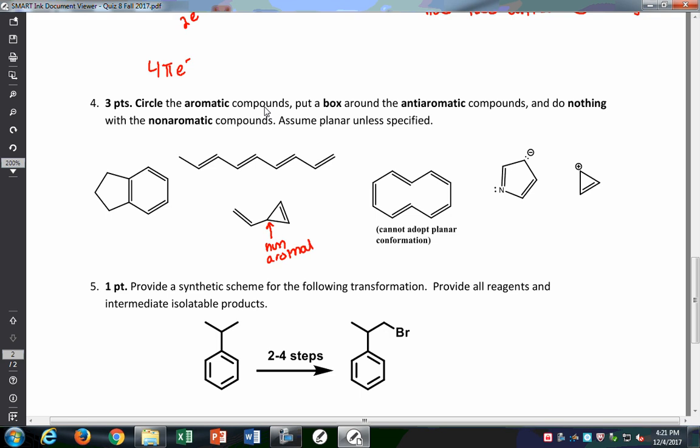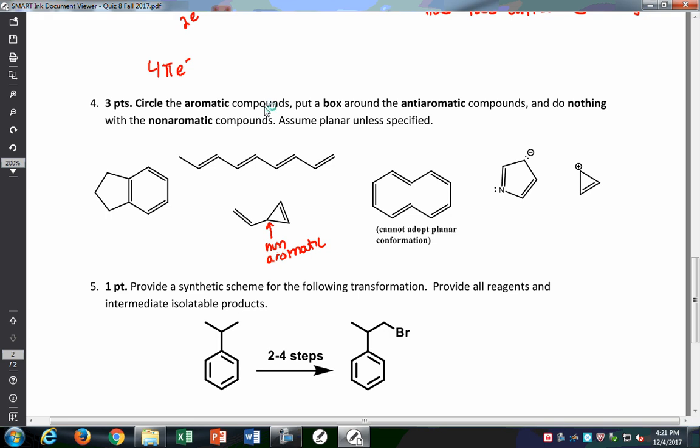So that's also non-aromatic. We have to have a p orbital there. That other double bond is irrelevant to our aromaticity discussion. And then lastly, this one says it can't adopt a planar conformation. If it's not planar, that means the p orbitals can't be in conjugation, so then we cannot have cyclic conjugation. It's irrelevant how many electrons are there. If it can't be planar, it can't be aromatic or anti-aromatic.